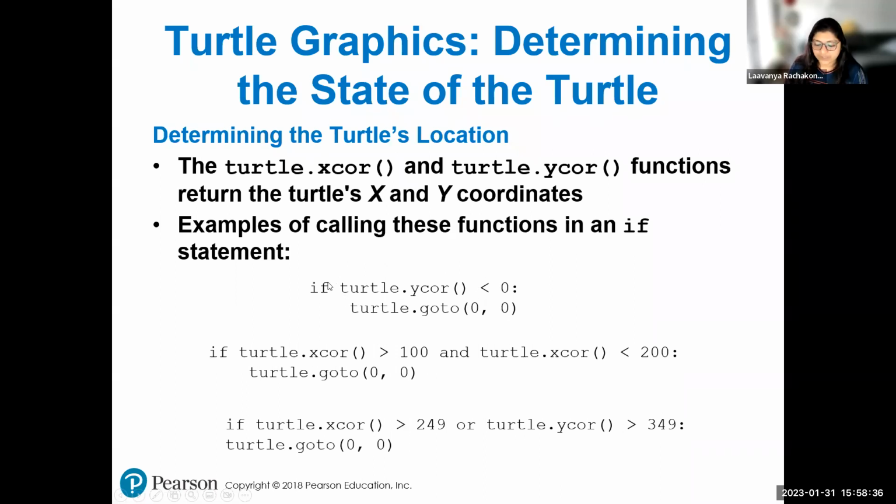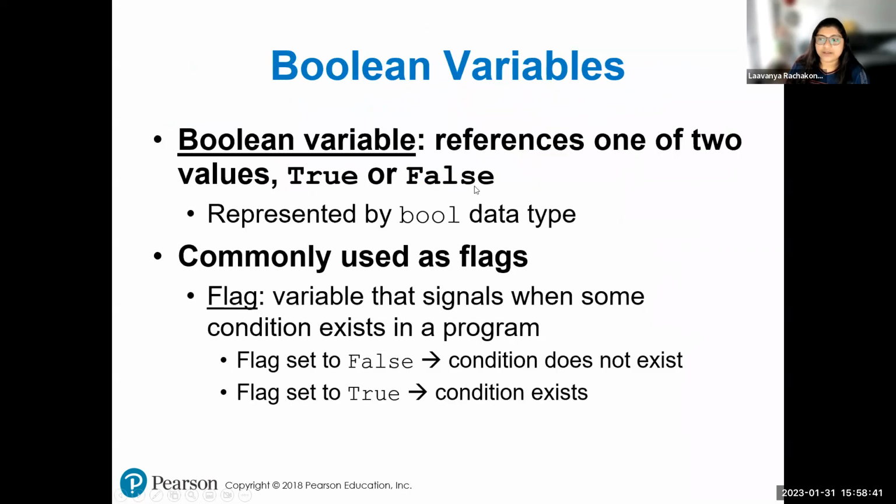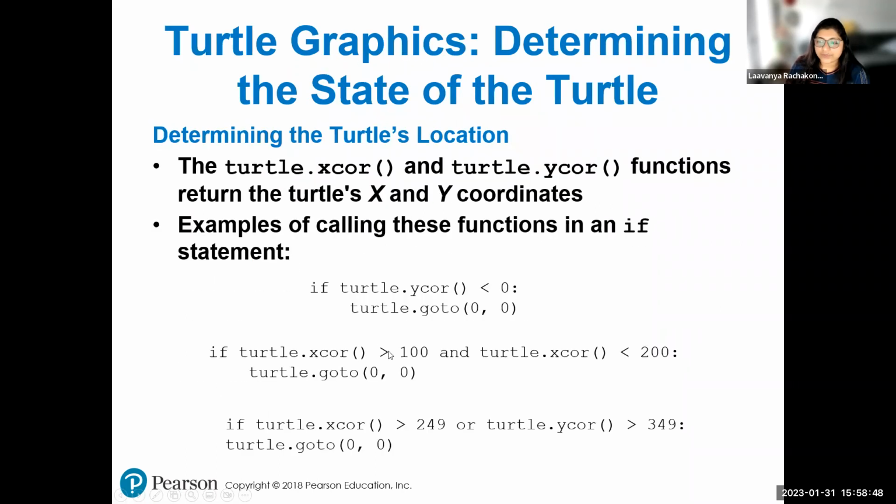Notice from the second video, or from this slide, we spoke about the Boolean data type, right? Boolean variables have the values either true or false. So when you are working with this, if xcor is greater than 100, this will give you the value true or false depending upon the location of your turtle. Same thing, this sub expression will give you the value true or false depending upon the location of your turtle. And based upon the operator that you have used, the program will be designed.